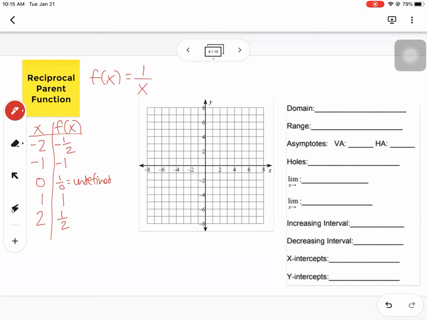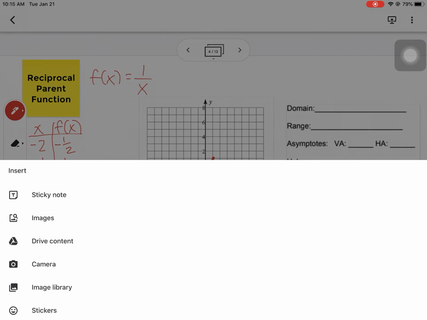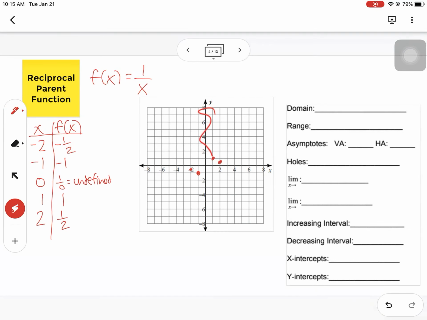So if I go to plot those just to see really what's happening, -1 is at -1. -2 is at -1/2. 1 is at 1. And 2 is at 1/2. And we know that we can't plug in 0. So something funny is going to be happening in this middle part here. But right now, if we look at this, we still really don't know what's happening with those 4 points.